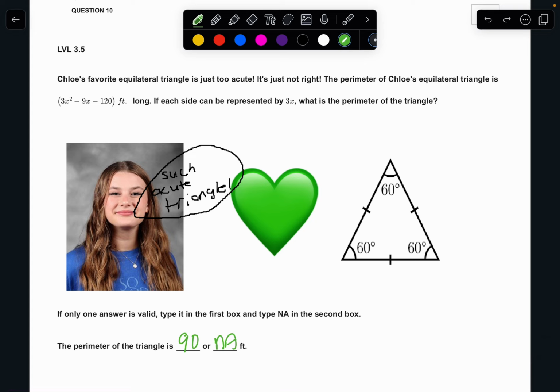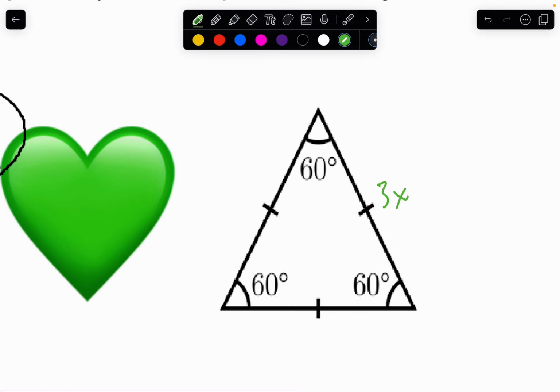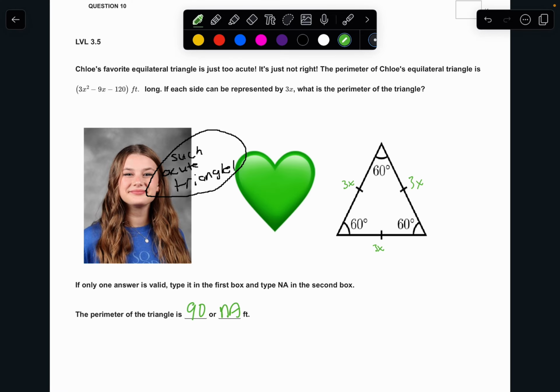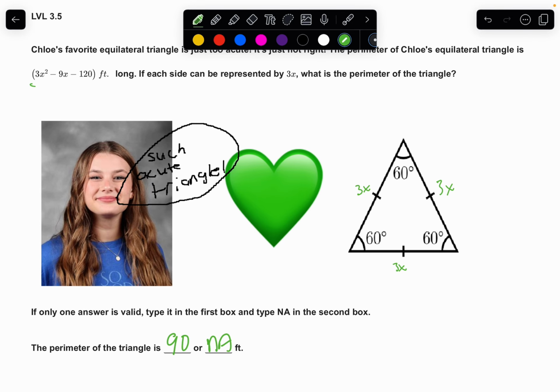Okay. Chloe's favorite equilateral triangle is just too acute. It's just not right. The perimeter of Chloe's equilateral triangle is that. Yikes. If each side can be represented by that, what is the perimeter of the triangle? So they're saying one side is 3x and it's equilateral, so all sides are 3x. And then they said that this is the perimeter.